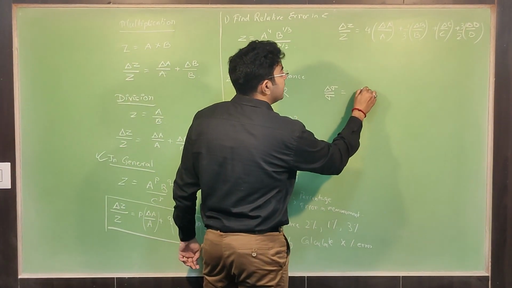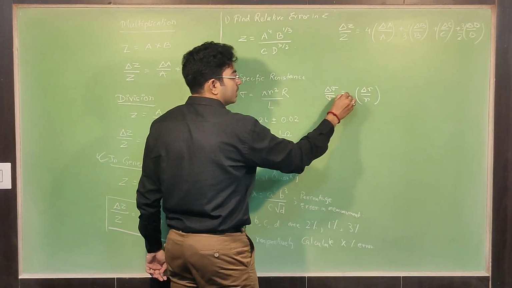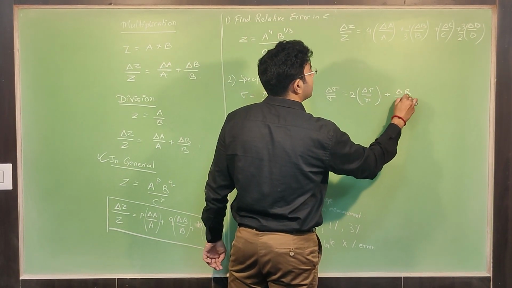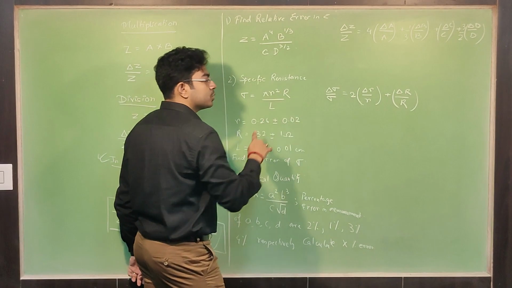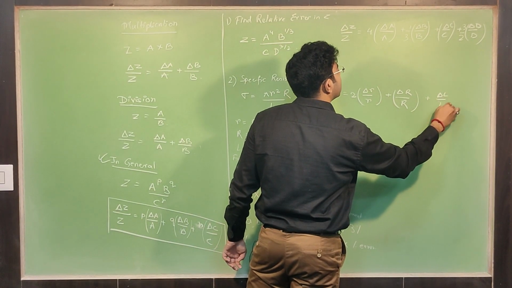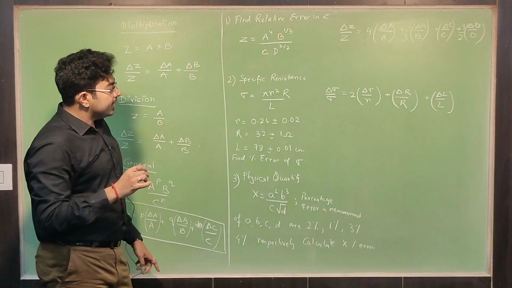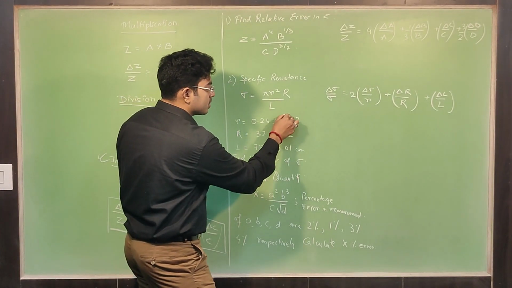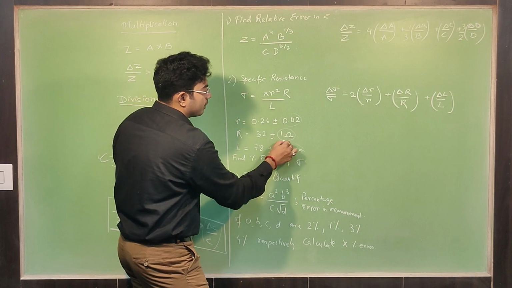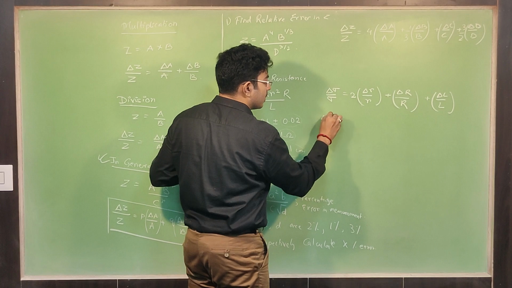So this will be delta r by r. What is the power of r? 2. Plus delta capital R by R. Power of capital R is what? 1. Plus delta L by L. Power of L is what? 1. Is that correct? Now delta r is of course this one. Delta capital R will be of course this one. Delta L will of course be this one. So now you put this over here.